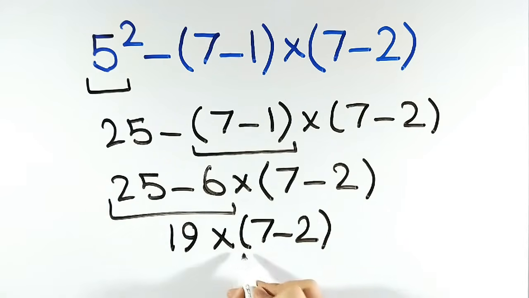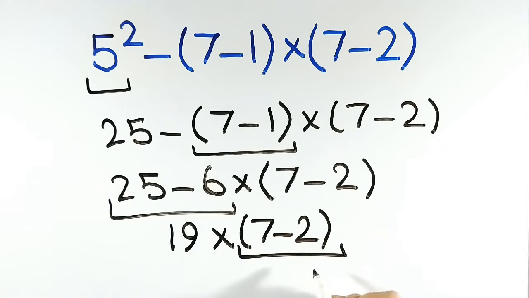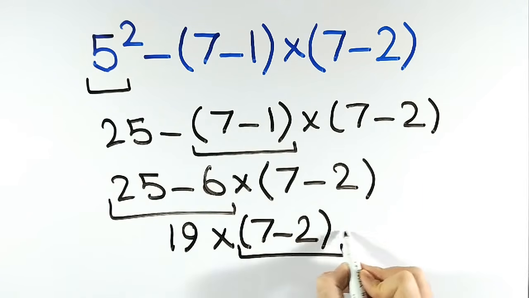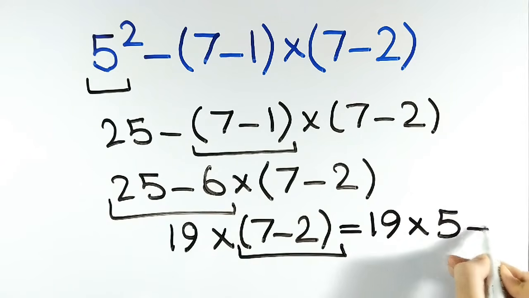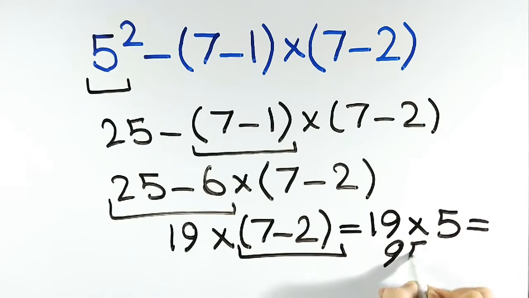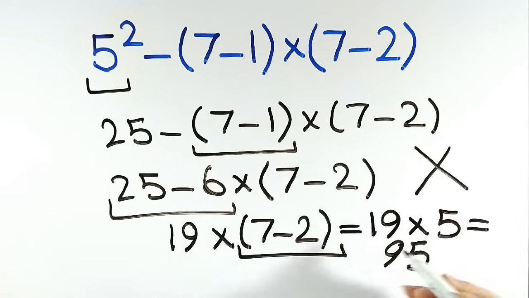And the final step, they go to the expression inside the parenthesis and instead of this expression, they write 19 multiplied by 5, which finally gives them the answer 95. However, this answer is actually incorrect.